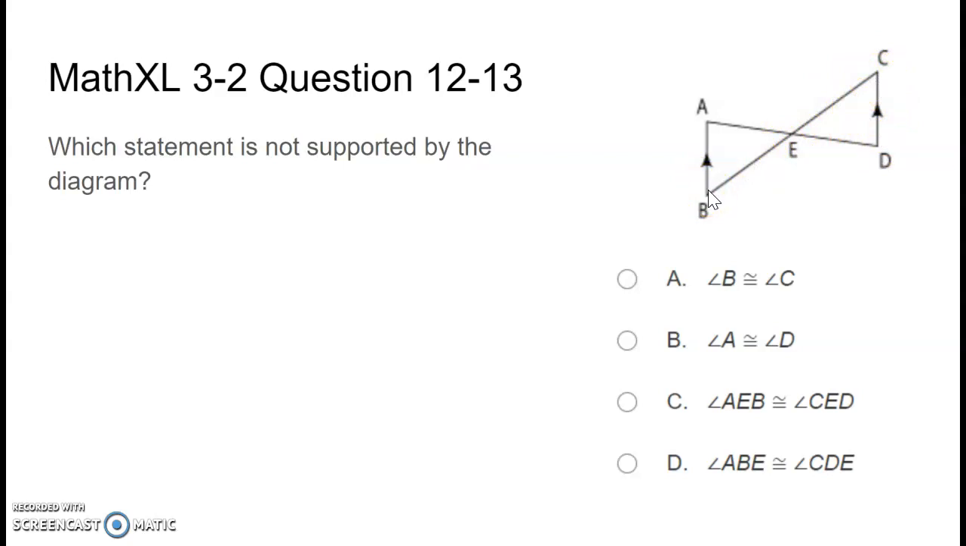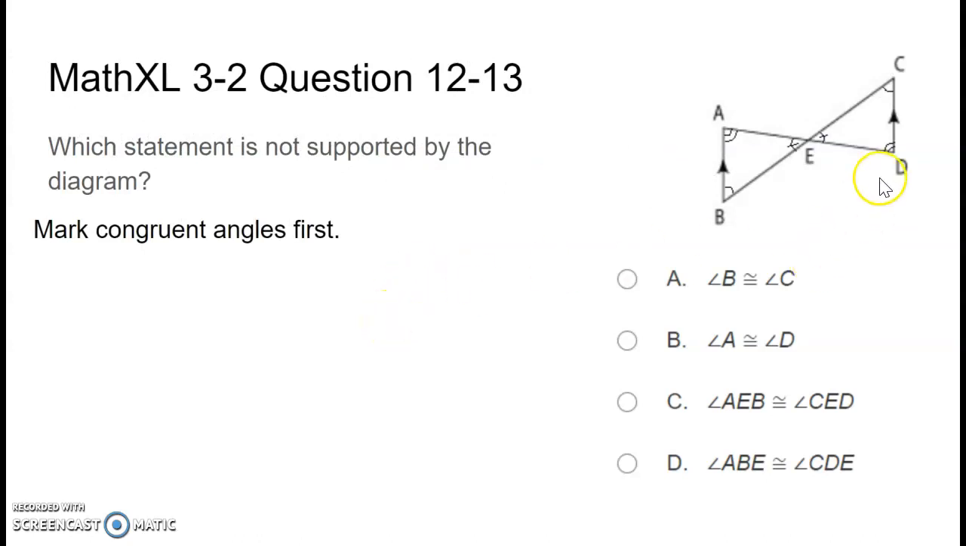Okay? And the last thing we have to consider is the angles in the middle. So angle AEB and CED are vertical. They're congruent. Angle AEC and BED are also vertical, so they're all congruent. So if we're looking to find angles that are congruent, that's what we do. So you mark them.